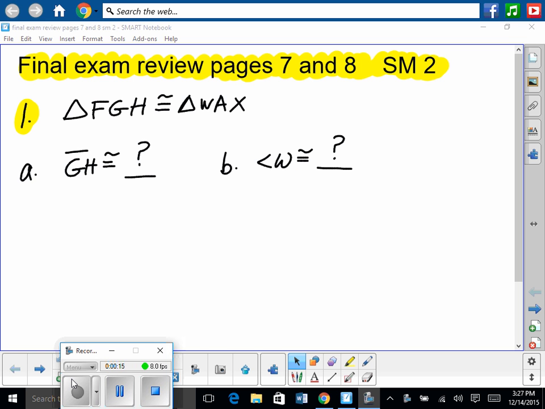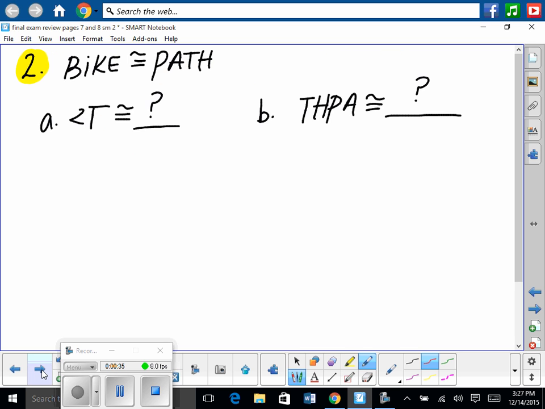So it says side GH is congruent to what side? Just use your congruent statement, so GH is to AX. So don't make it any harder than it needs to be. And then same thing with angle W. Well, angle W sits in the same spot as angle F, so my answer is angle F. It's really that easy. So you can really use your congruent statements to fill these out pretty quickly.